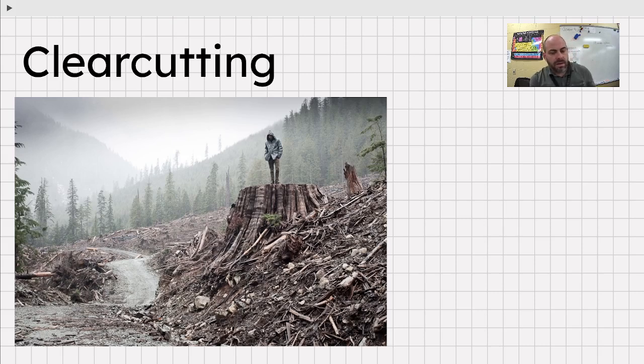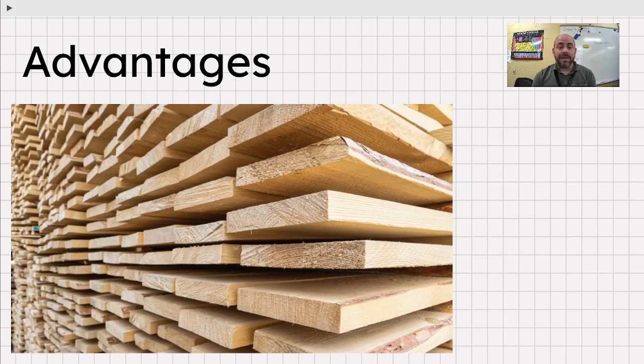What is clear cutting? Clear cutting has to do with removing mass amounts of trees, particularly removing all or most trees from a single area in a single cutting. Obviously, the purposes for this are for harvesting wood. Wood has many different advantages for us, right? We all like to live in homes, which are primarily made of wood. And so, we like wooden things. And so wood is an obvious economic advantage.